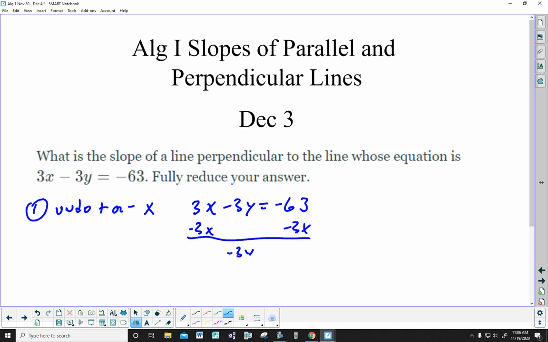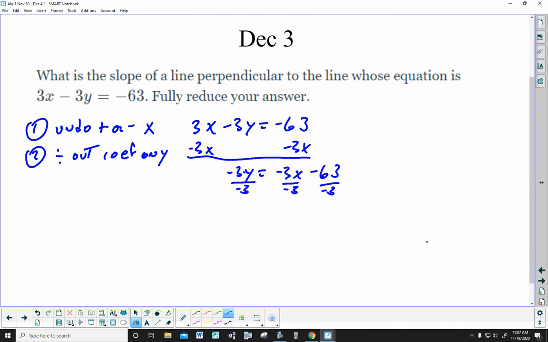So then I have negative 3y is equal to negative 3x minus 63. The second thing that you need to do is divide out the coefficient on y. It's held by multiplication, so I'm going to divide it out. And you divide it to everybody. Everything gets it. So you get y is equal to a positive 1x minus 21.